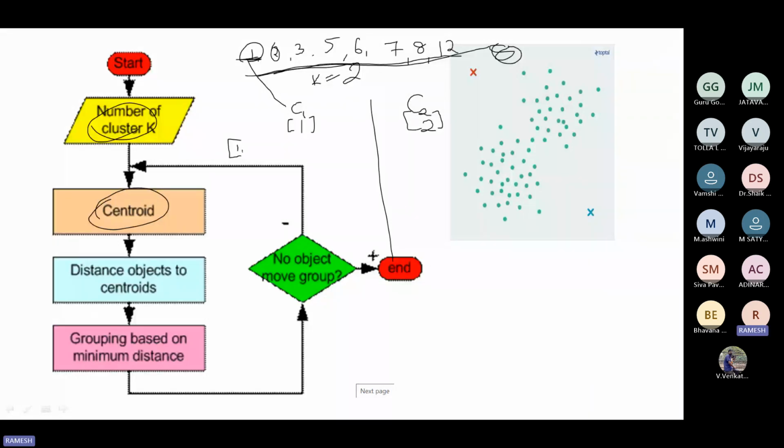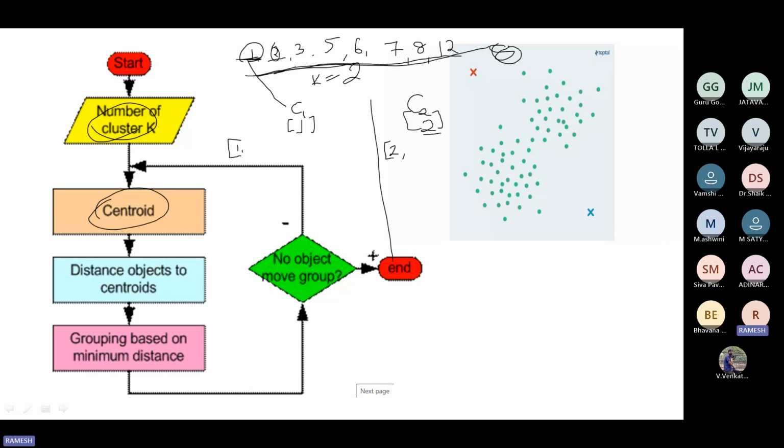Now take the second point, 2. Now again calculate the distance. 2 minus 1, it is 1. 2 minus 2, it is 0. So 0 is very minimal compared to 1. So 2 belongs to cluster 2.